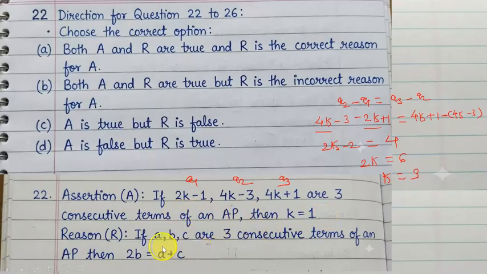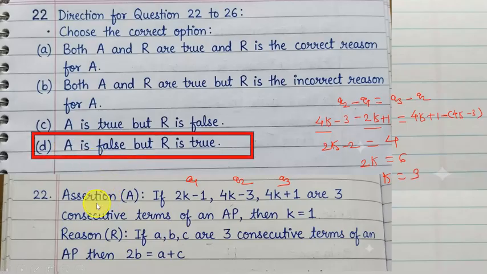Okay. What about the next reason? If A, B, C are three consecutive terms of an AP, then 2B is equal to A plus C. The reason is a correct one. And hence here option D is correct, that is, A is false and R is true.